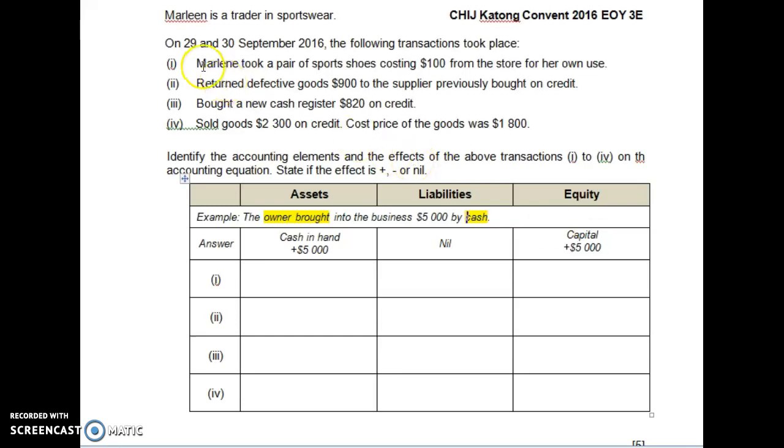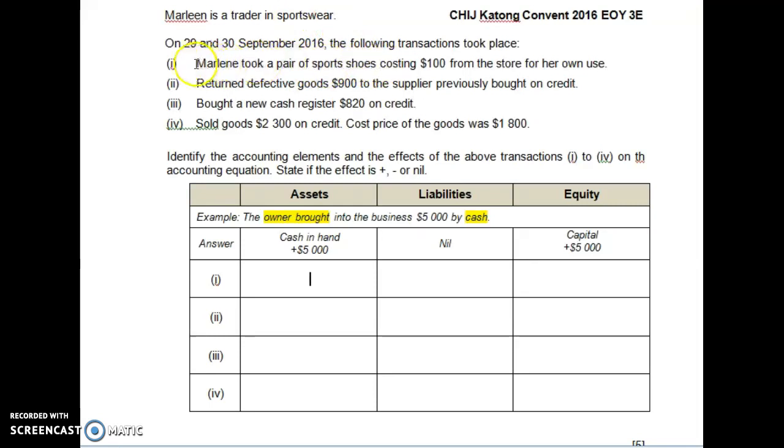Alright, let's look at the rest of the 4 transactions and try to answer them. Always look for the keywords again. So here, Marlene took a pair of sports shoes costing $100 from the store for her own use. First off, you need to identify who is Marlene. In this case, Marlene is the owner of the business based on the first sentence given in the question. So always read the question, the background of the story of the business, because that will guide you a lot. And one more thing, this is a business in sportswear, so these sports shoes are actually your inventory.